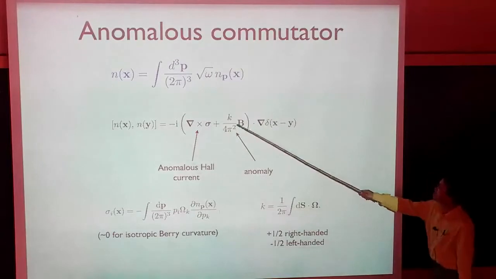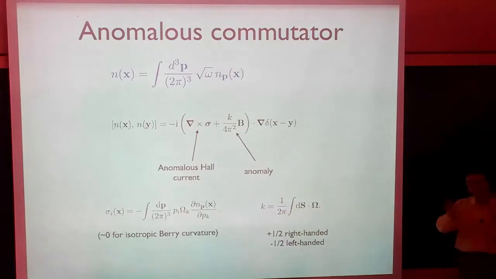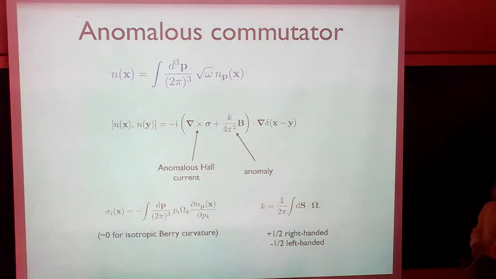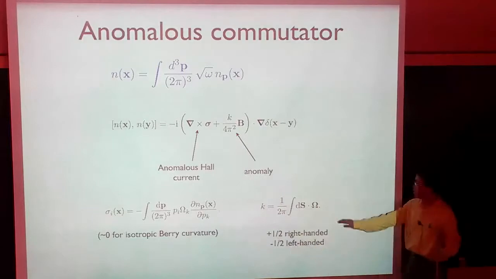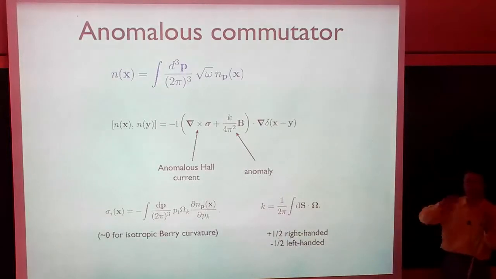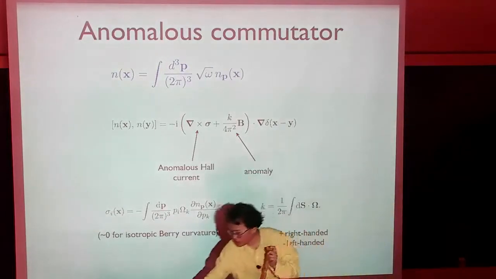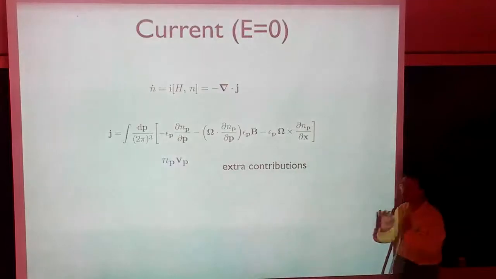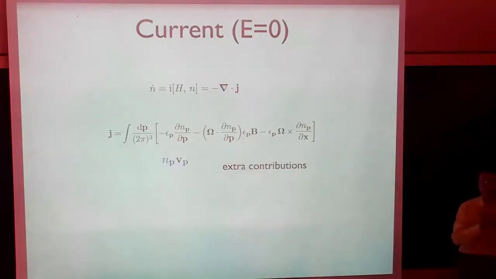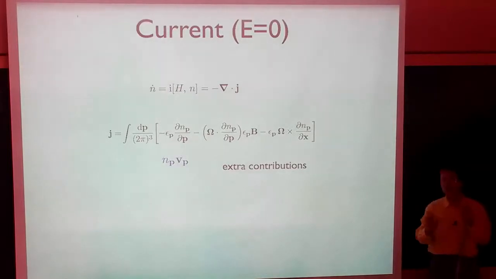So the coefficient k here is proportional to the integral of the Berry curvature through the Fermi surface. And that is quantized. It should be plus 1 or minus 1, not 1 half. Plus 1 or minus 1 when the particles are either right or left-handed. Okay, so why is that important? In the next two transparencies, I will show you how the non-vanishing commutator of density is related to the anomalies.